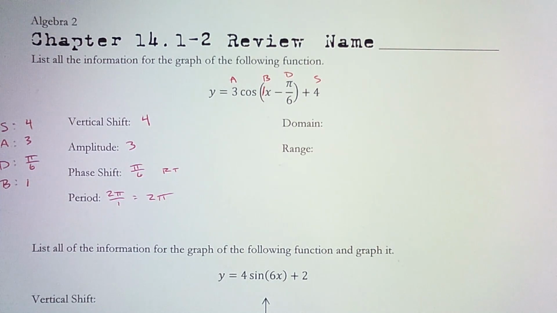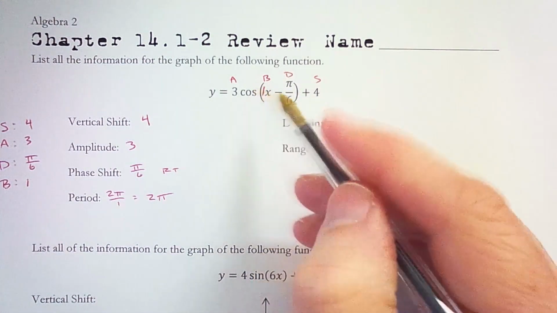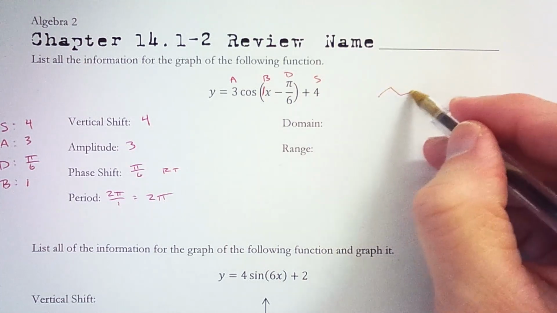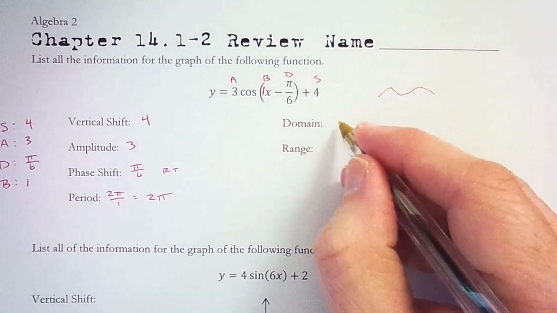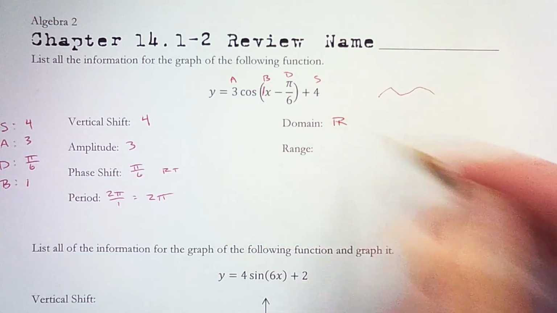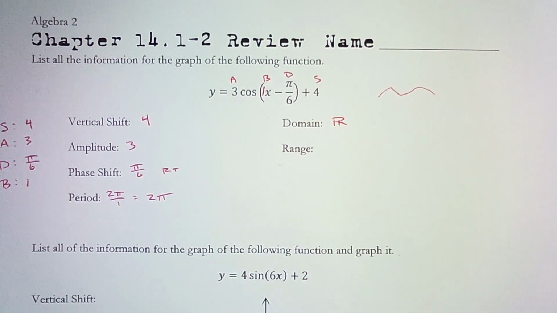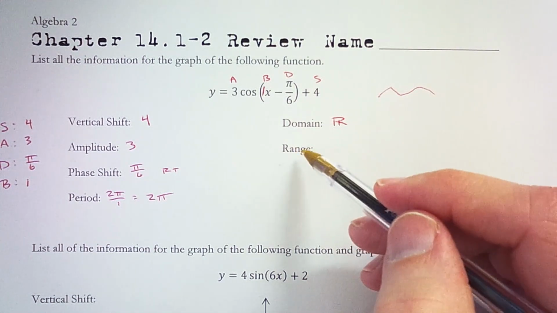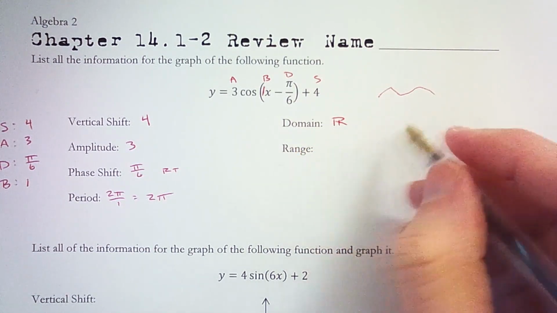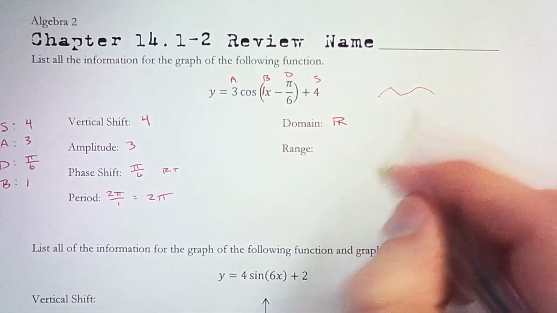Now the domain of a periodic function, this is going to graph as a wave, and it's going to continue forever right and forever left. The domain is all real numbers. Those are the x values. The range is the set of y values. So it's not going to go up or down forever.